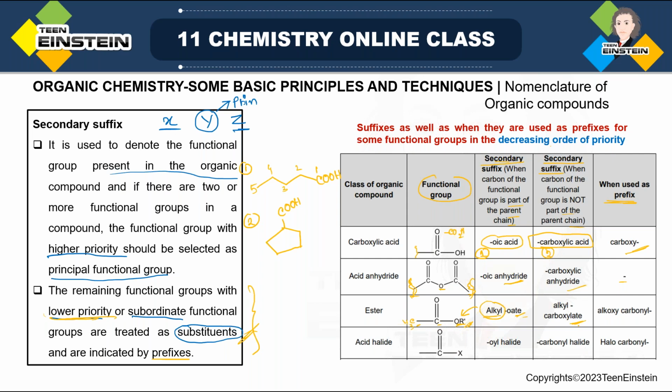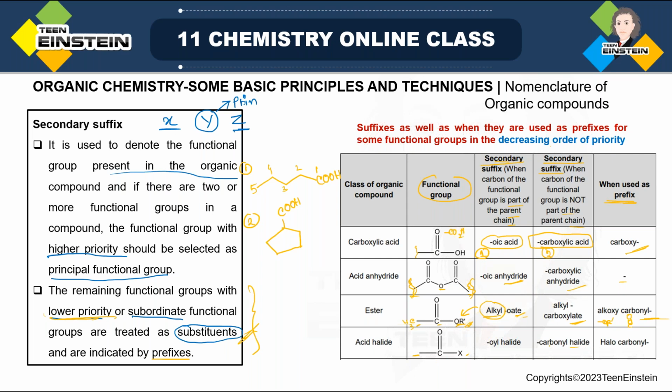Then alkyl carboxylate, when it is not part of the parent chain, and when it is treated as a substituent, which is nothing but a prefix, then it is alkoxycarbonyl. Fine. So alkoxy is for this part, OR prime, and carbonyl is for the C double bond O part. Acid halide. Now instead of OR prime we have X, so it will be called acyl halide. Suppose here we have a methyl group at this position, so the total number of carbons is 2, so it will be ethanoyl halide. But if it is not part of the chain, it is carbonyl halide.